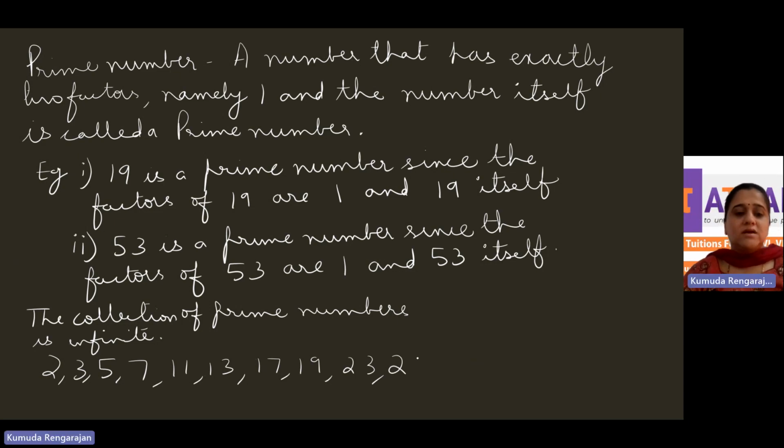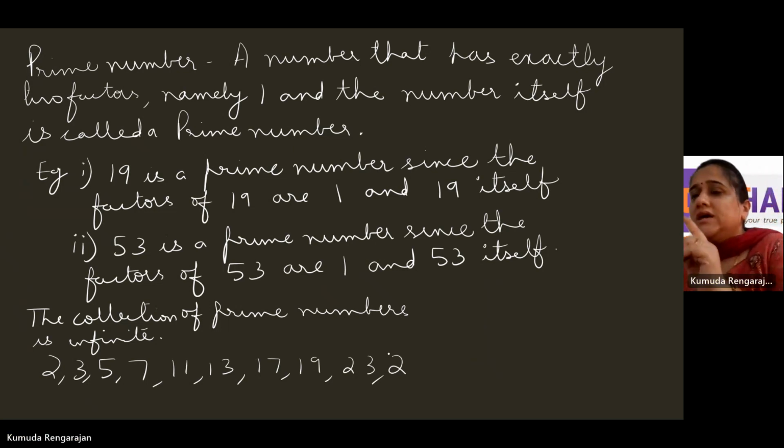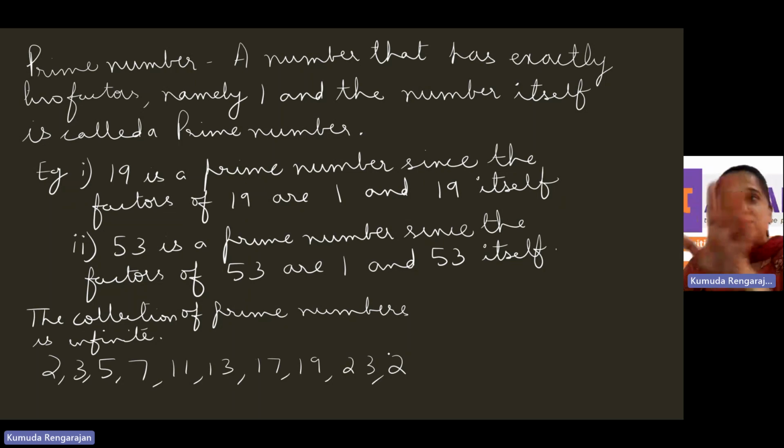Okay, let's do this together. I've written till 23. Continue from there. 24, no, it comes in the table of 2. 25, stop writing, it comes in the table of 5. 26, no, it's even, it will come in the table of 2. 27, table of 3. It should come only in the tables of 1 and itself. If it comes in any other table, it's not a prime number.